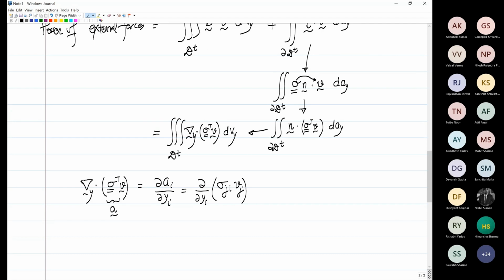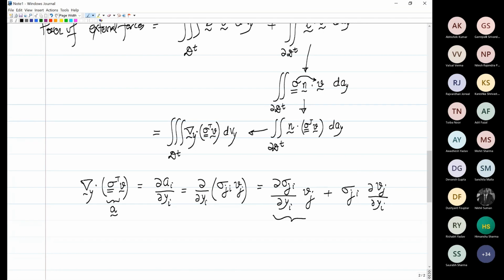Because it's sigma transpose into V, therefore we get sigma Ji into Vj, or sigma Ij transpose into Vj. Alright, so then you simply use the product rule now. So we have del sigma Ji over del Yi times Vj plus sigma Ji into del Vj over del Yi.